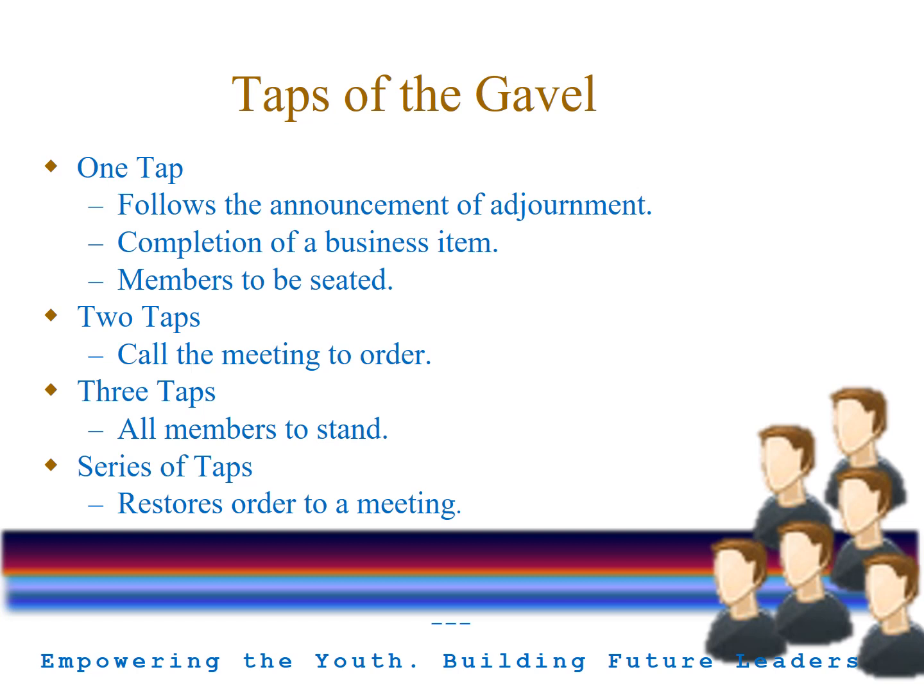So, one tap follows the announcement of adjournment, a completion of a business item or a motion, and this also means that members should be seated. If the gavel is tapped twice, then there is a call to order, or the meeting is called to order. Three taps, all members are required to stand, and if there is a series of taps, then that means the chair is ordering everyone to behave in a meeting or restoring order to a meeting.